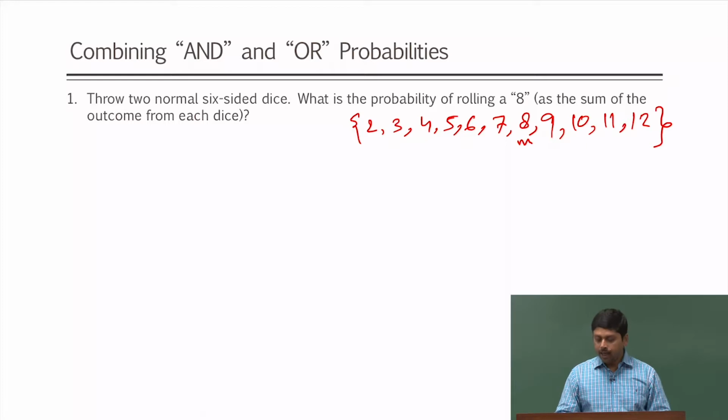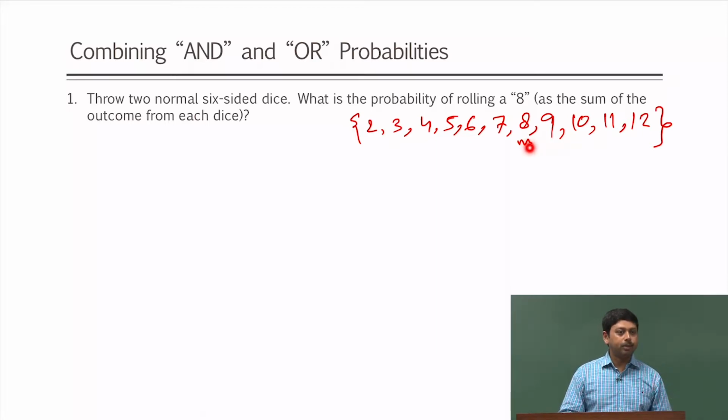Now, here you see you cannot simply do 8 by 11; 8 by 11 you cannot do. Why? Because there are more ways of getting that. This is only possible if the 2 dice are indistinguishable.